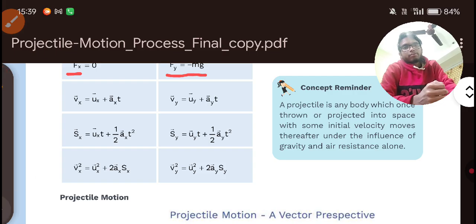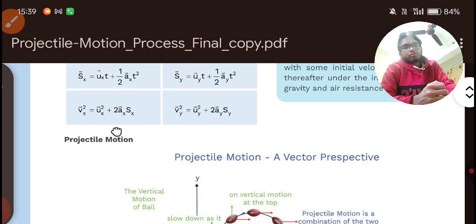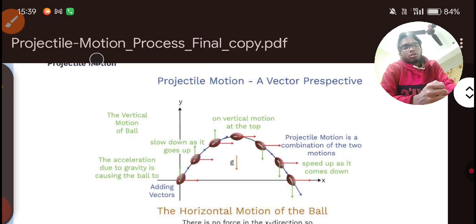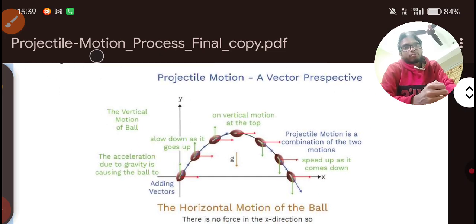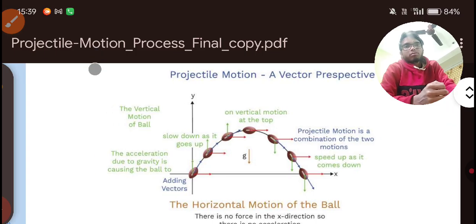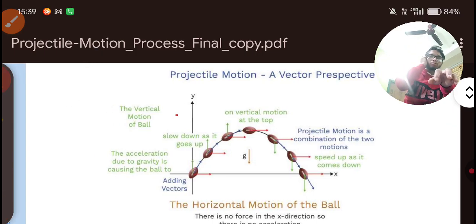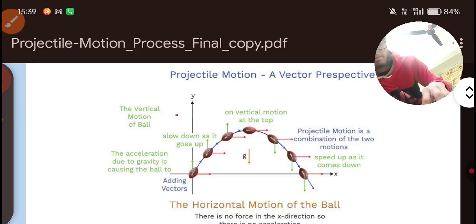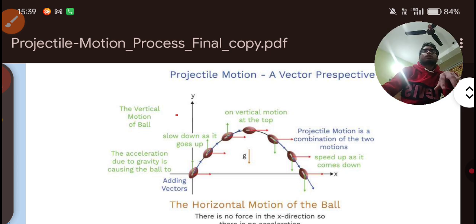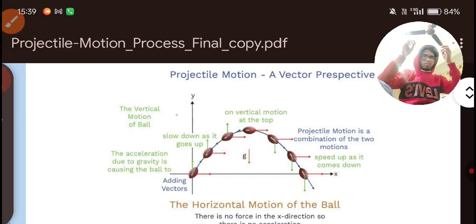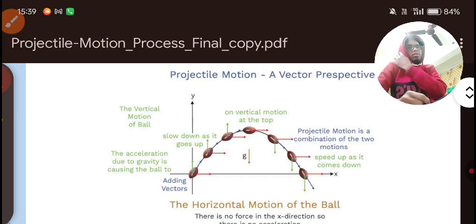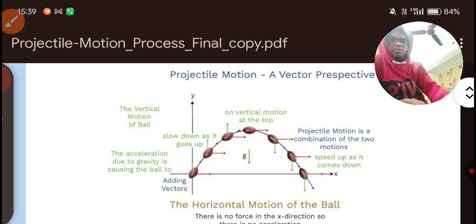Projectile motion. Now we have this thing, a projection, a perspective of a vector for projectile motion.